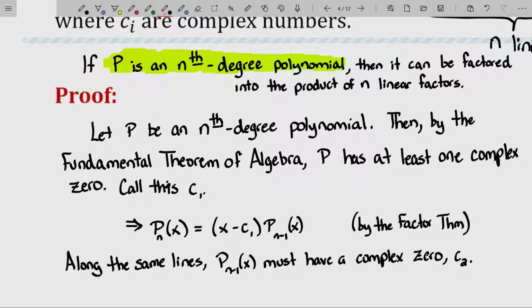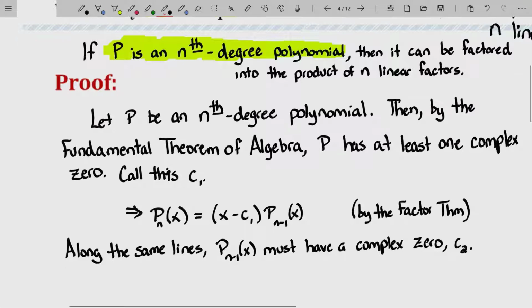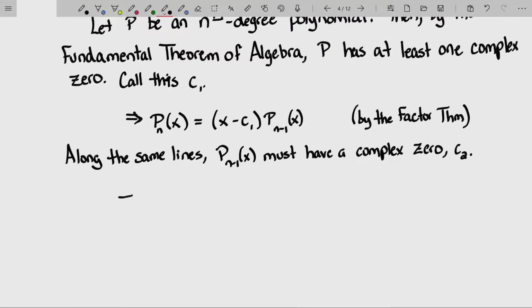Let's go ahead and call this complex 0 c sub 2. And again, by the factor theorem, this will imply that p sub n, we'll just stick with that one, is equal to x minus c sub 1. Oops, got a little overexcited about that c there.